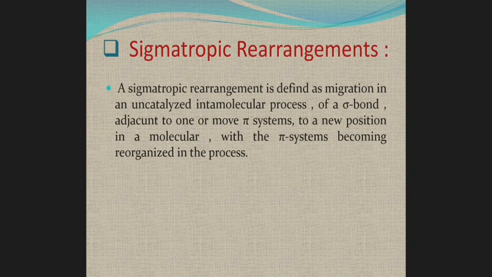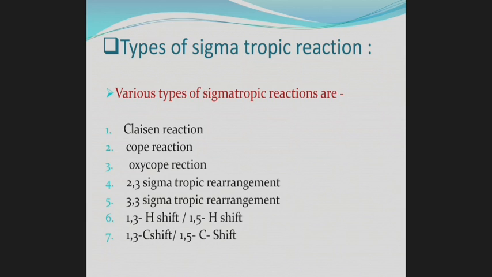First of all, I will say something about sigmatropic rearrangements. A sigmatropic rearrangement is defined as migration in an uncatalyzed intramolecular process of a sigma bond adjacent to one or more pi systems to a new position in a molecule, with the pi systems becoming reorganized in the process.